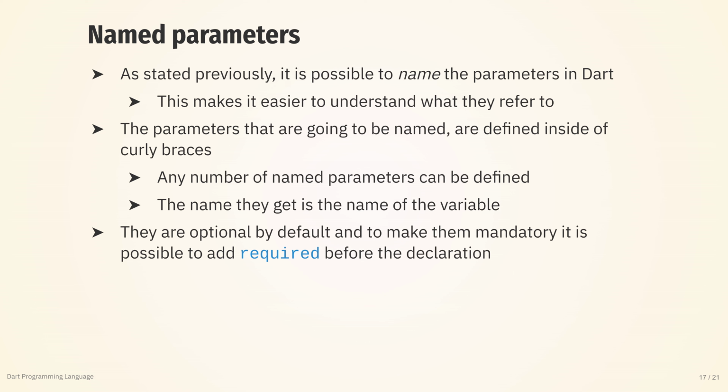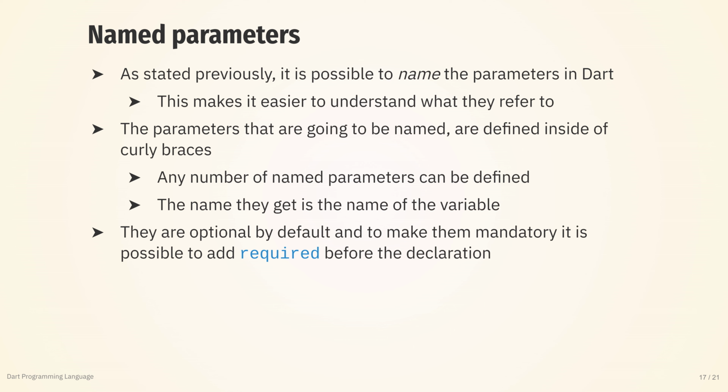As we've seen, it is possible to have in Flutter and therefore in Dart so-called named parameters. Named parameters means that we will use a name for a parameter instead of having them by position. And you can do this by putting the parameters inside of curly braces. And you can have any number of these named parameters defined, and we give them a value by stating the name and then a colon.